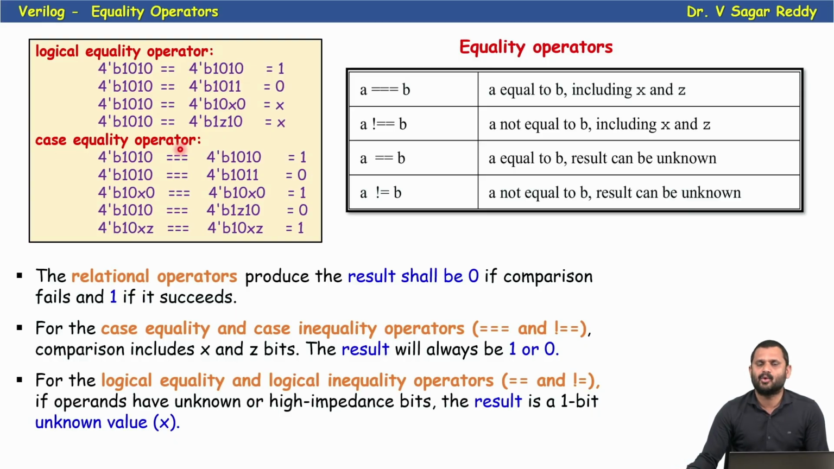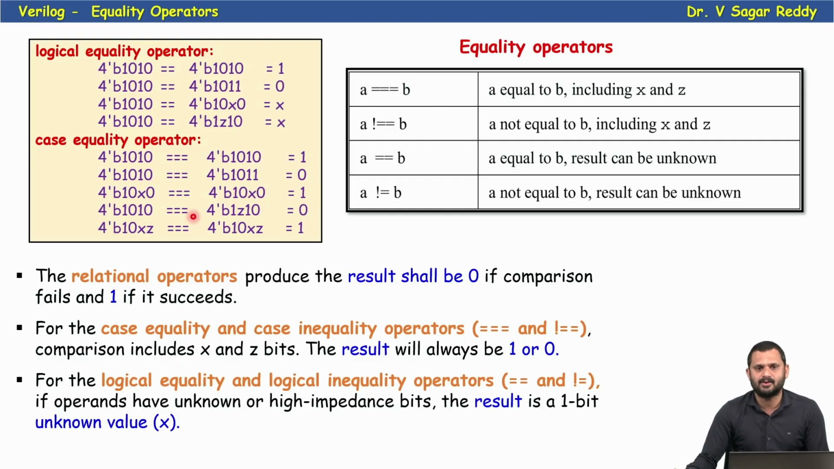Whereas in the case equality operators, we are comparing x and z also, we are including x and z. Now here 1010, here 1010, it is matching, the output is 1. Clear? 1010, here 1011, it's not equal, so the output is 0. Now here 10x0, here 10x0. So we are comparing the first bit 0 and 0, second bit x and x, the third bit 0 and 0, and the fourth bit 1 and 1. So all of 10x0 matches exactly with 10x0 in the other operand, so the result is 1.